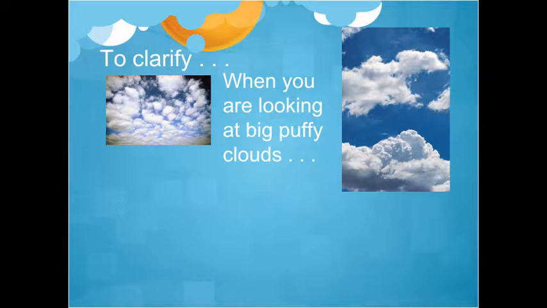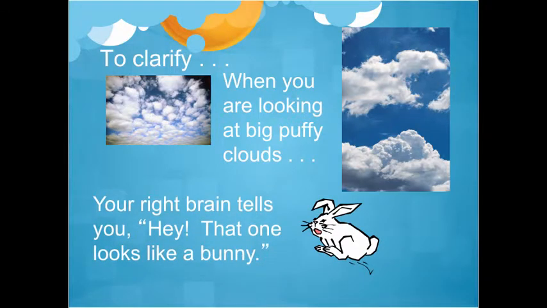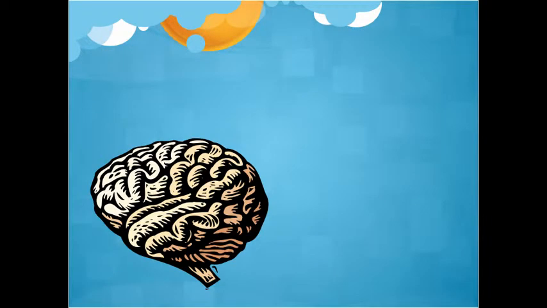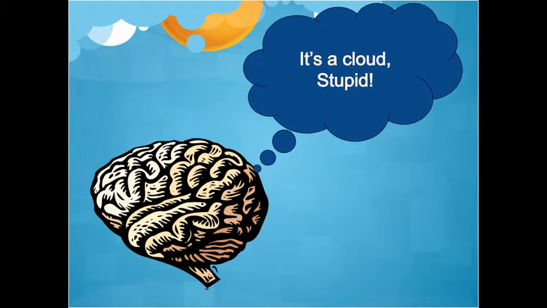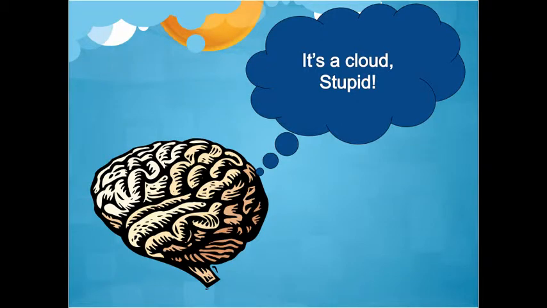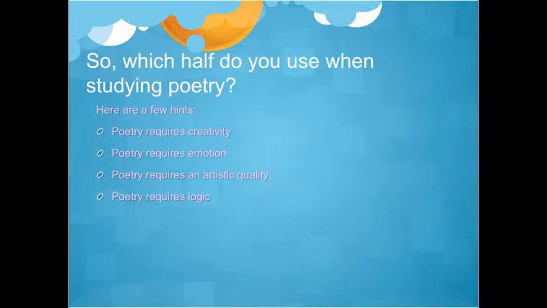So to clarify, when you're looking at big puffy clouds, the right part of your brain, or the creative part, says, hey, that one looks like a horse, or that one looks like a bunny. And the left side of your brain, the more logical part, says, hey, it's nothing more than a cloud, stupid. It's the more reasoning part.